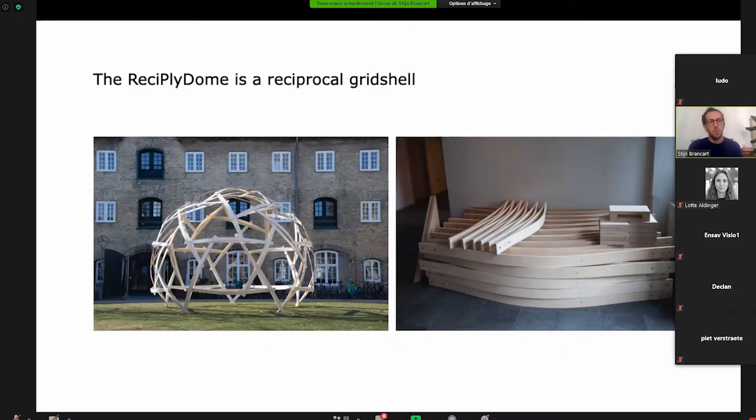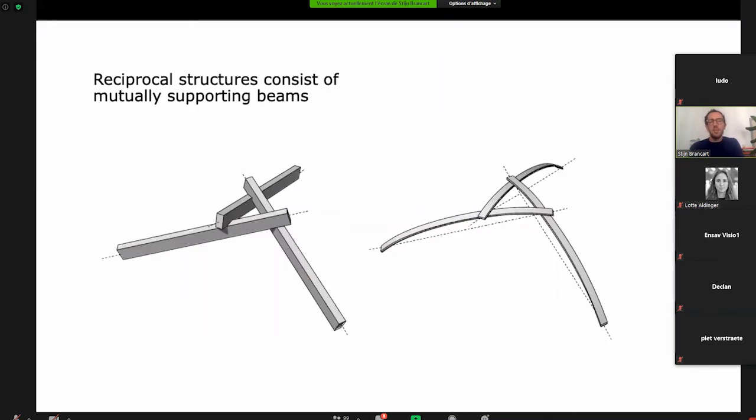So then the second case is the Reciprocal Dome. Call it the reciprocal grid shell. It's like a grid shell, for example the Multihalle in Mannheim that Lotte already showed, but of course a lot smaller. And instead of using components that run over the whole structure, we use discretized components. So they're a lot shorter, but connected in a reciprocal way.